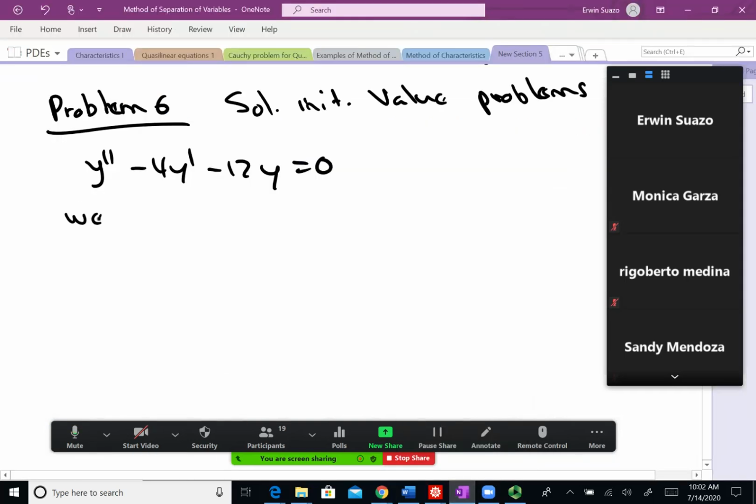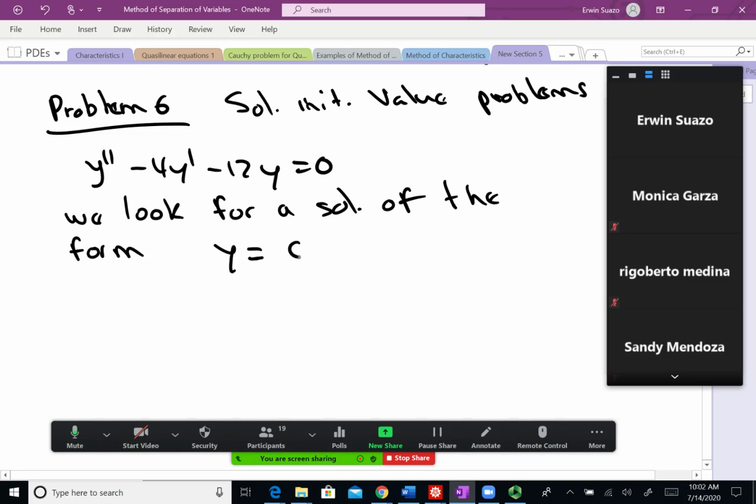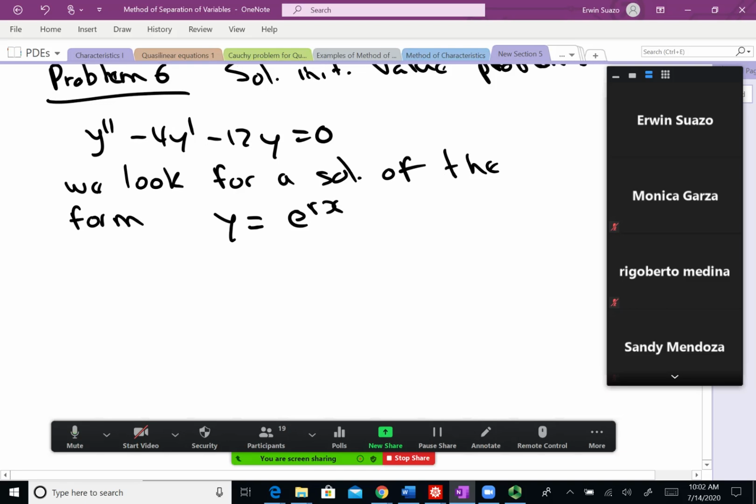So we look for a solution of the form y equals e to the rx. Okay, so you'll see what happens is that because e to the rx is exponential, the derivative is just gonna be the same function times a constant. So if we do minus 12y, we get minus 12 e to the rx.